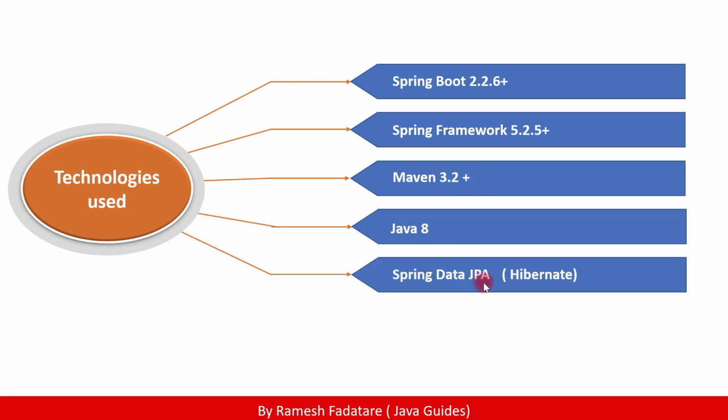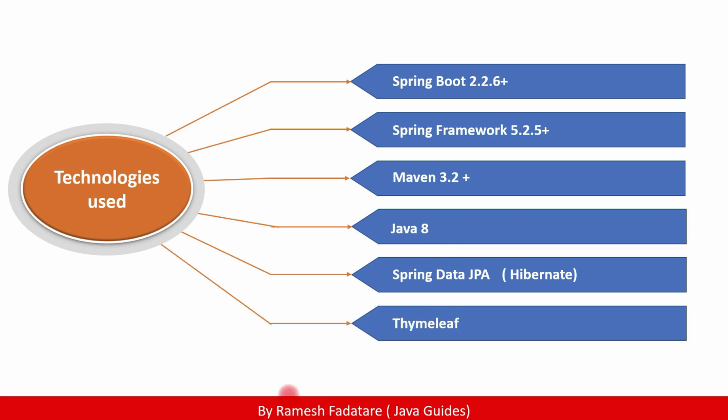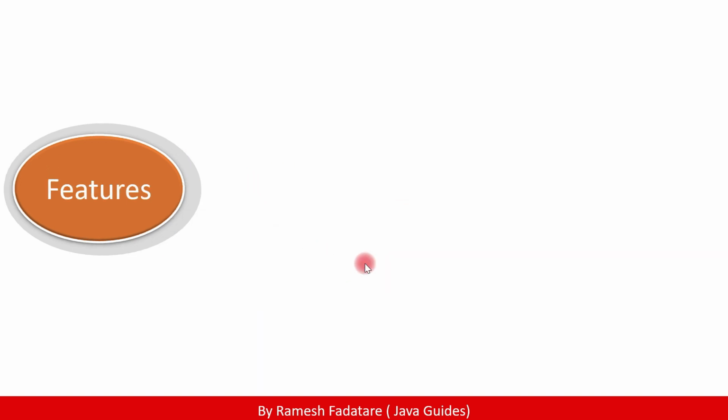We're going to use Spring Data JPA to develop our repository or DAO layer. Spring Data JPA internally uses Hibernate as the default JPA provider, and we use Spring Data JPA basically to reduce the boilerplate code that is required to develop a DAO layer. And we're going to use Thymeleaf to develop our view layer. Alright, these are the tools and technologies that we'll be using.